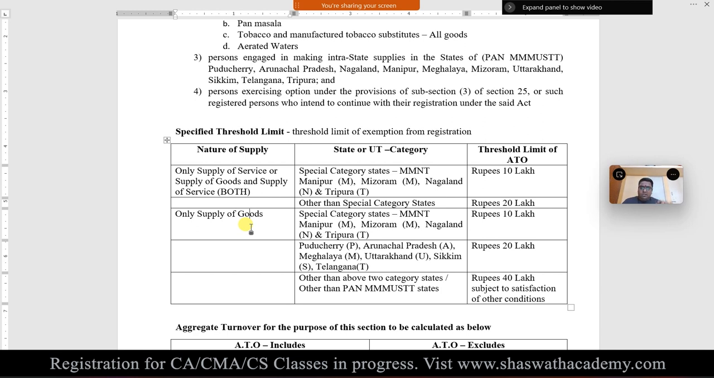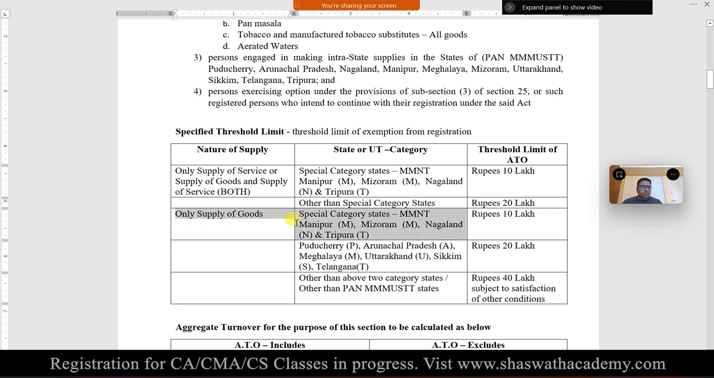So this particular service has a unique thread of exemptions wherever we go. So mark it, very very important. In three places this service is given special treatment. One is in the composition scheme, second is in the registration chapter when an exclusive supplier of goods is dealt with, and third is while calculating exempt supply as per rule 42-43 in the ITC chapter. Very very important, mark it important.